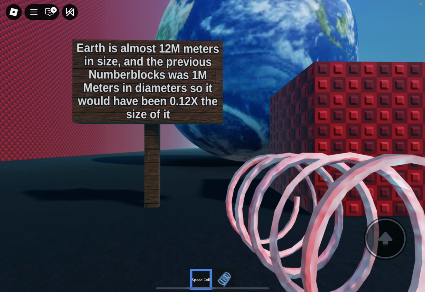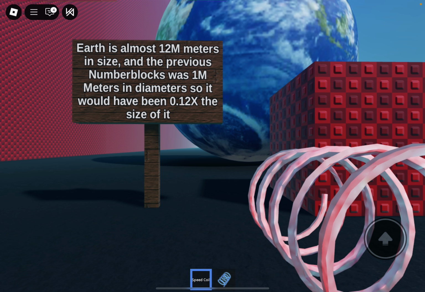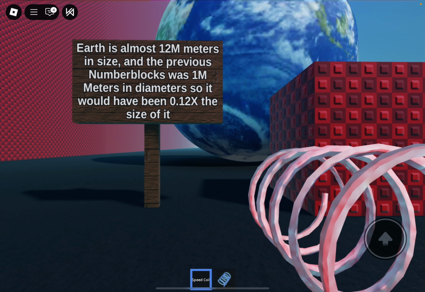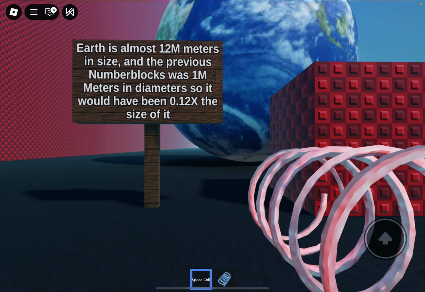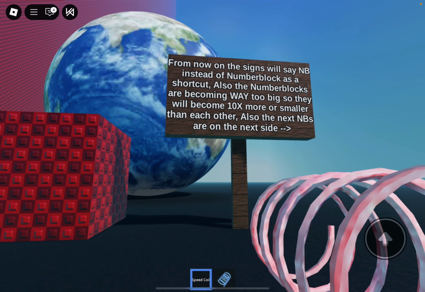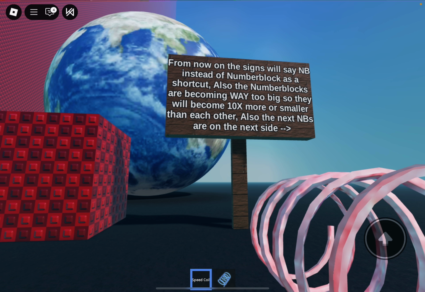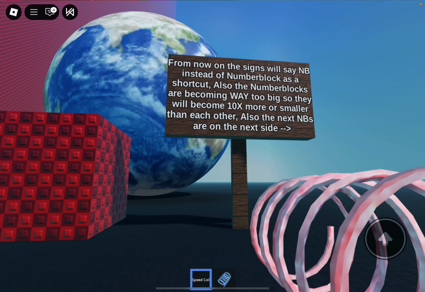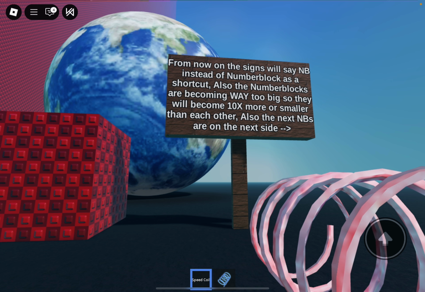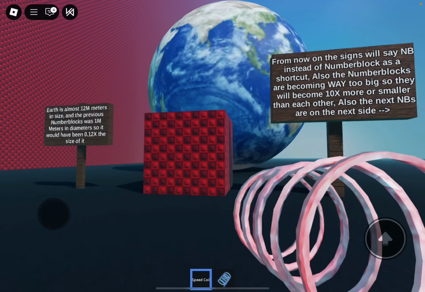Earth is almost 12 million meters in size, and the previous number block was 1 million meters in diameter, so it would have been 0.12 times, or 12 hundredths, the size of it. Dang, bro. But from now on, the signs will say NB instead of Numberblocks as a shortcut. Also, NB stands for Numberblocks, or Numberblock. Also, the number blocks are becoming way too big, so they will become 10 times smaller than each other. Also, the next number blocks are on the next side, right there.